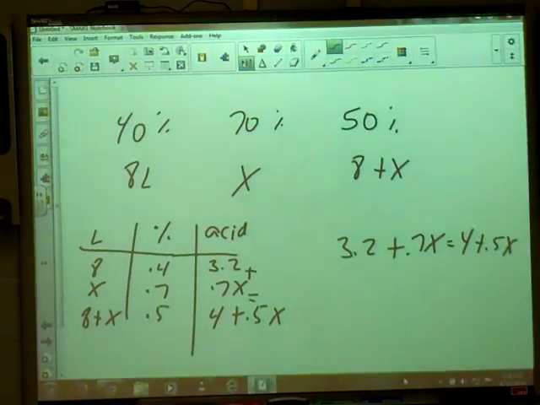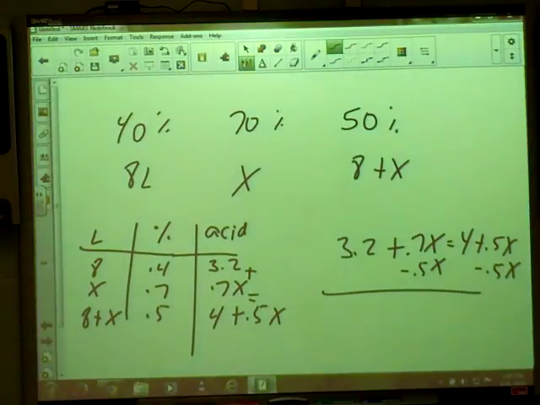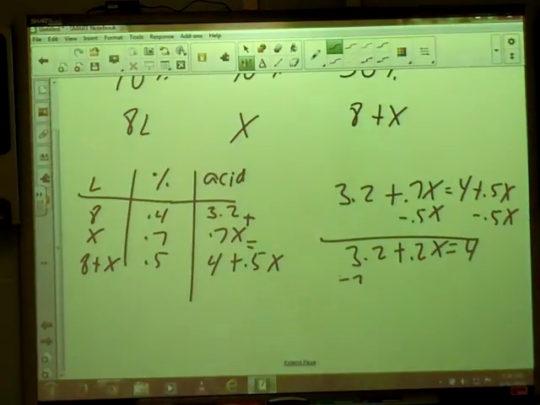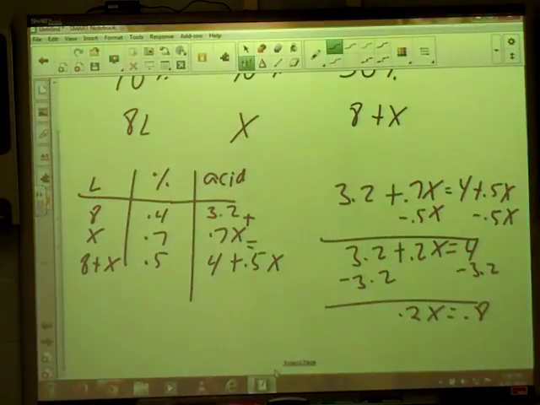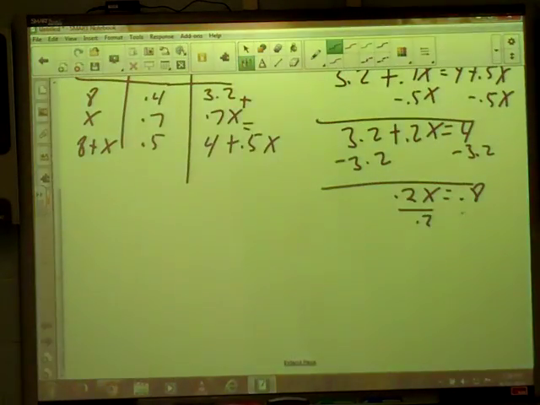Okay, so now we've got one of those four-parters. You can pick which part you want to start with. So subtract the 0.5x, Mr. Small said. That gets me 3.2 plus 0.2x equals 4. Subtract 3.2. So that gets me 0.2x equals 0.8. Divide by 0.2. What's 0.8 divided by 0.2? It should be 4, right?